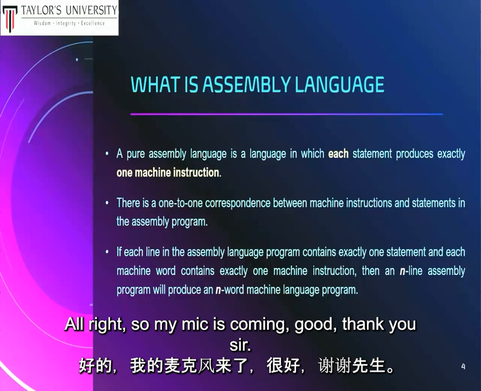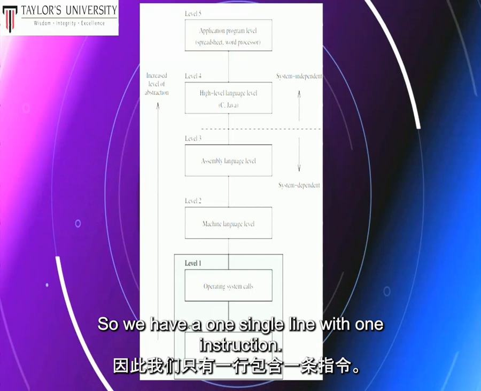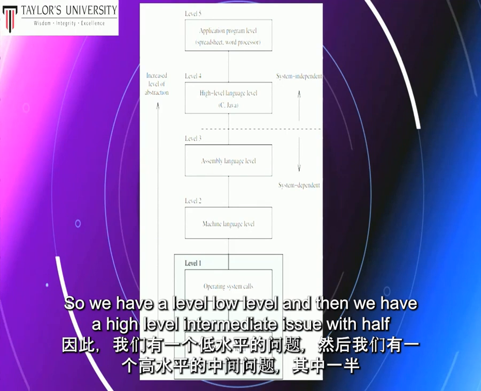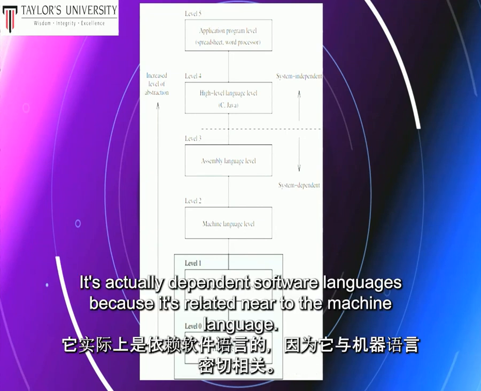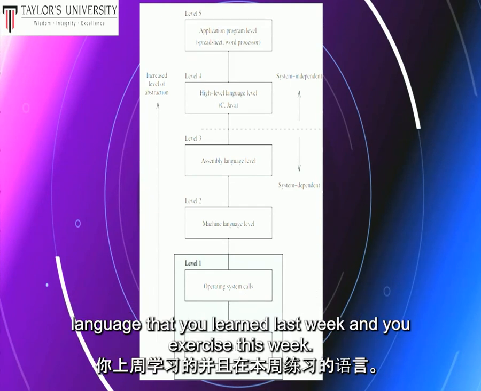Good. Thank you, sir. So we have one single line with one instruction. This is a classification, as I repeated again, like two weeks ago. We have low level and high level, and in the intermediate we have a middle level. Where is assembly language? It's actually machine dependent, because it is related near to machine language. Later, when you see the format, the way it looks is like the machine language that you learned last week and exercised this week.